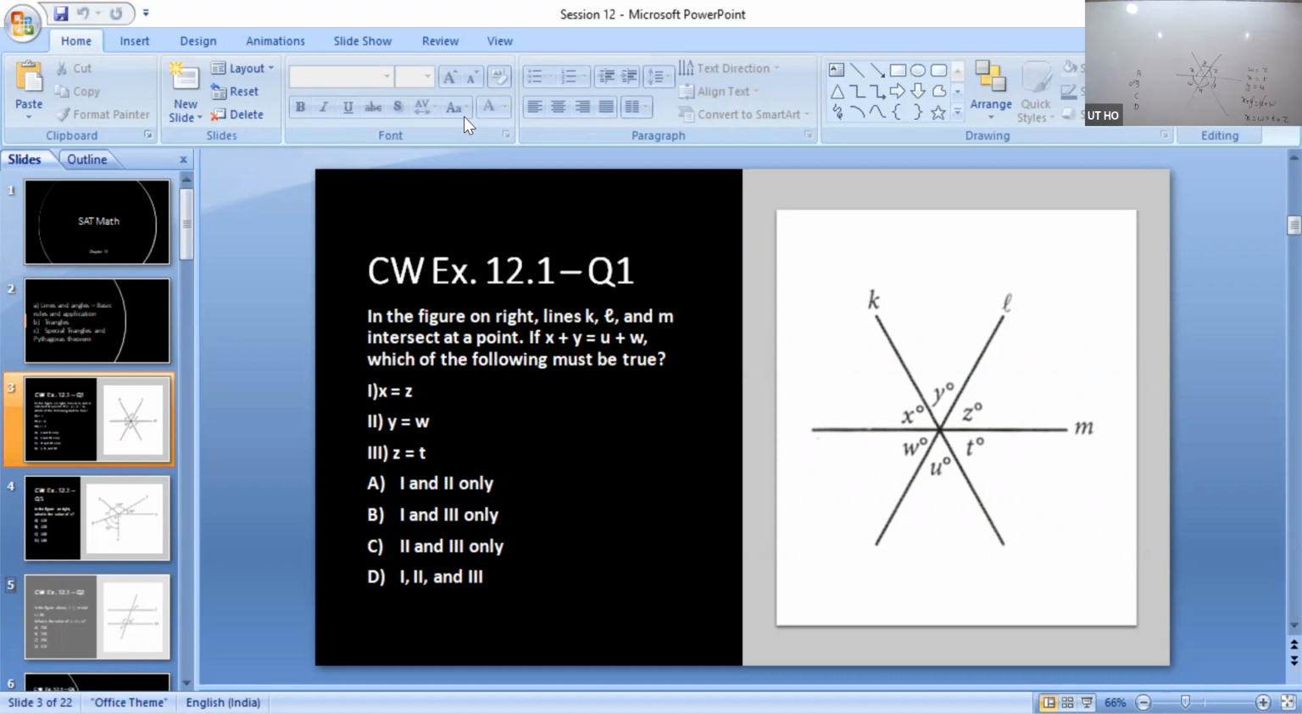The first, X equals Z, that's correct. In the second, Y equals W: Y is not equal to W, Y equals U, so it will not be true. Third, Z equals T, yes, that is true. So first and third, option B is the answer. If you have any doubt, you can ask. Yes, sir. Okay. Next question.